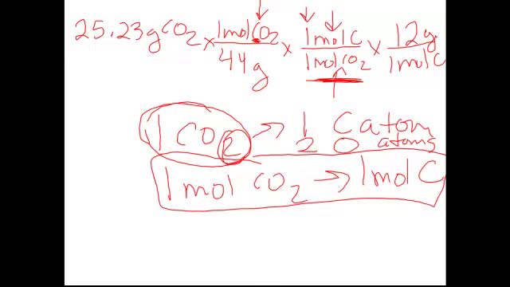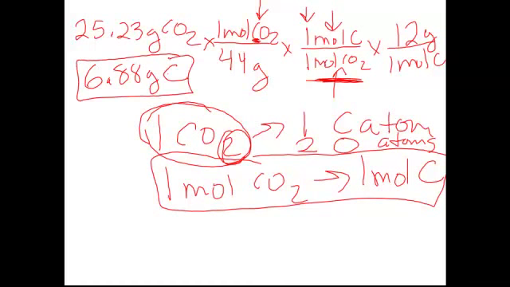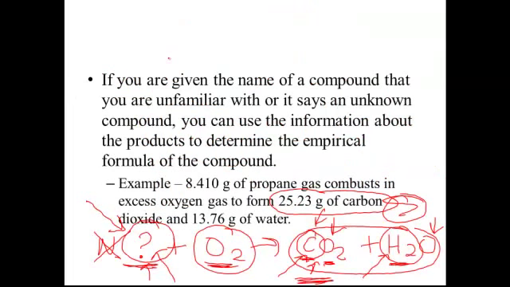So I get an answer of 6.88 grams of carbon. Okay? So again, what that means, coming back to our balanced equation, if there are 6.88 grams of carbon on the product side, how many grams of carbon have to be on the reactant side? Over here, the same number. So we know that whatever this formula for propane is, it has 6.88 grams of carbon in it.